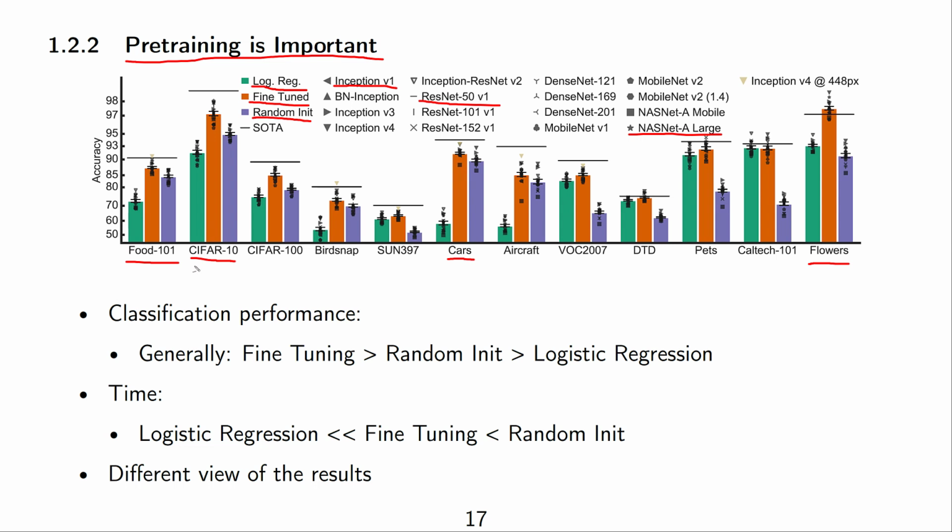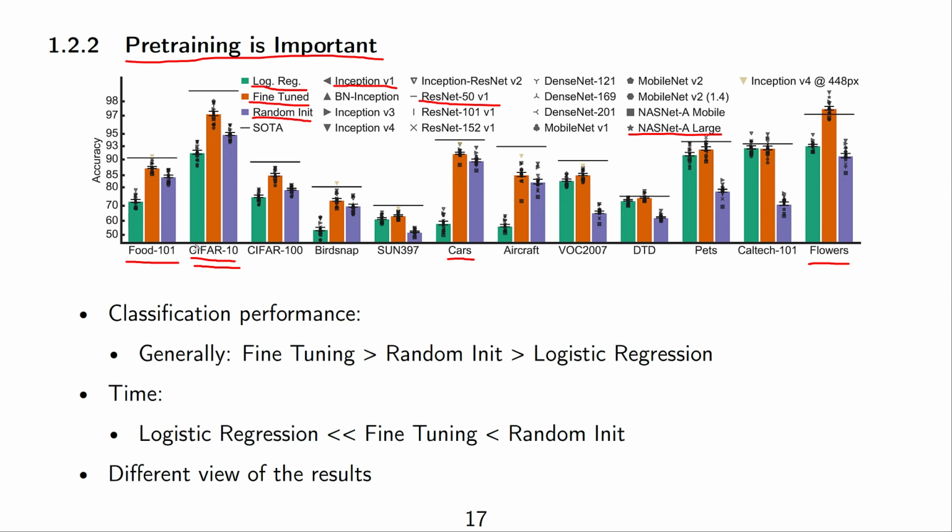So let's look, for example, at CIFAR 10. What we see here is that the orange bar is the highest, giving us the best accuracy, and therefore this tells us that fine-tuned is the best version of transfer learning on this particular data set. And then next we have random initialization, and last is logistic regression. Of course, this is the result after a reasonably long training time.